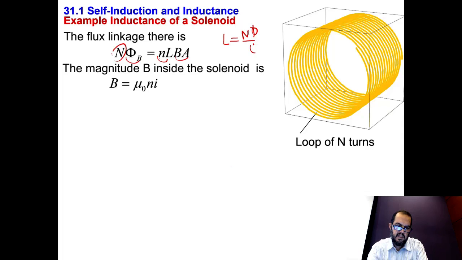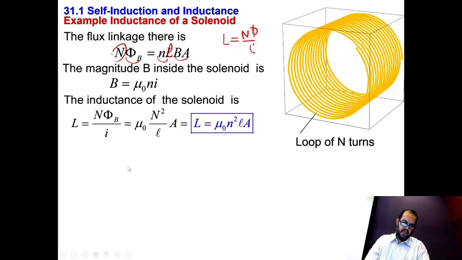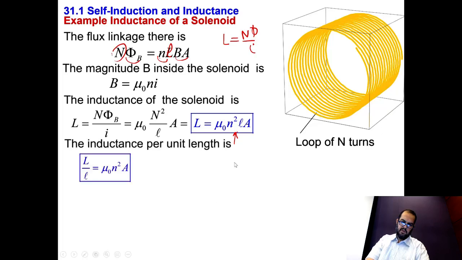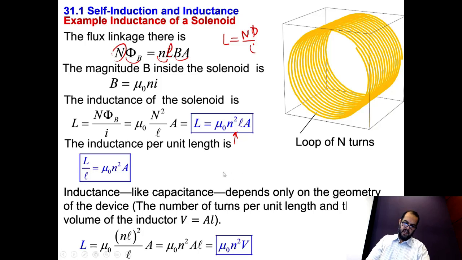So here this should be a small l, and the flux linkage is n l B A. The magnetic field inside the solenoid is mu 0 n I, and so you end up with the same equation. This is the same derivation as we had earlier. So this is equal to mu 0 n squared times the volume. You can use either this equation or this equation.